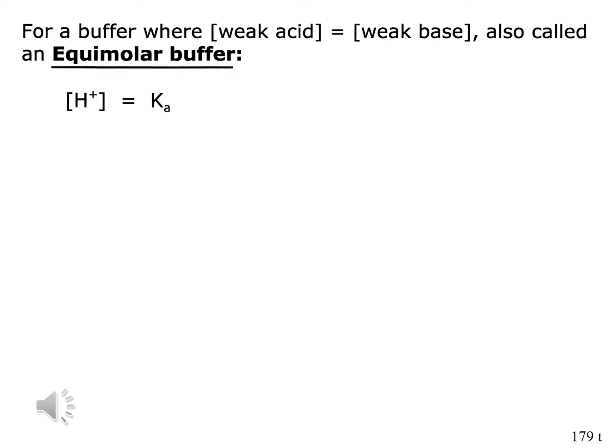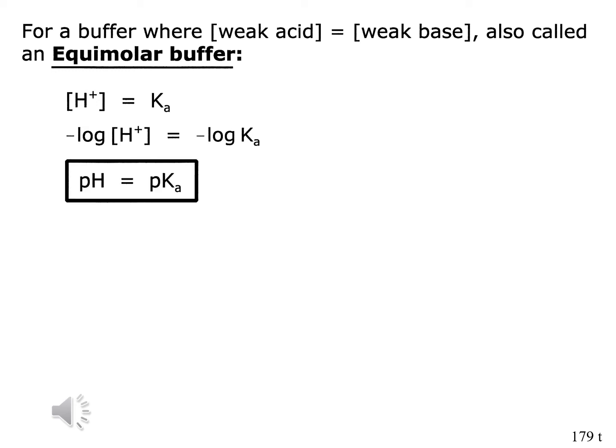These kind of buffers that have the same amount of the acid and the base part are called equimolar, which is equal molarity. And we just got done showing that the H plus equals the Ka value. If you take minus the log of both sides, you also end up with the fact that the pH equals the pKa, because the lowercase p means minus the log.